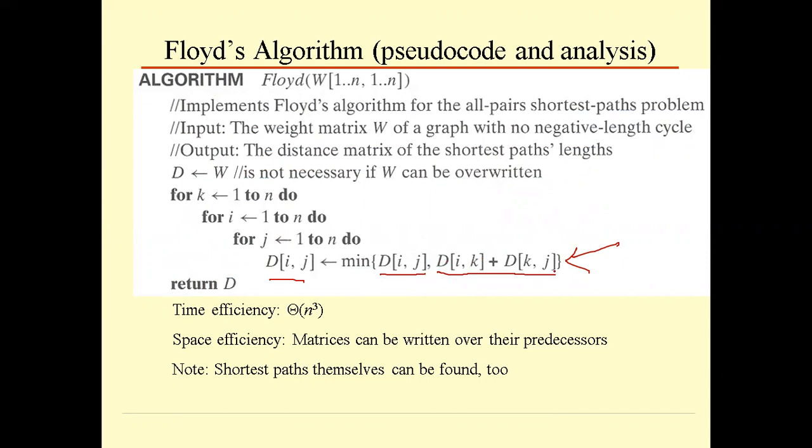Now, the time complexity of this algorithm is theta of n cube, because the time consuming operation is addition, which is available inside the 3 nested for loops. And this addition is going to be repeated n cube number of times. So the time complexity or time efficiency of this algorithm is theta of n cube.